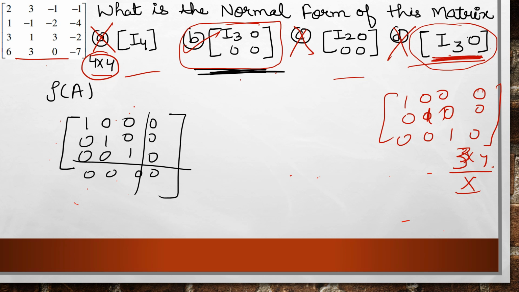Just go with the echelon form, row echelon form. Okay, because that takes less time, right? Now let's move to the next question.